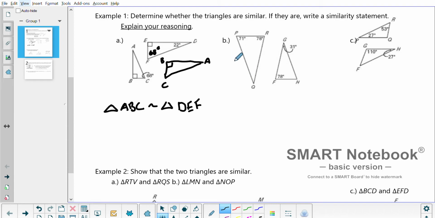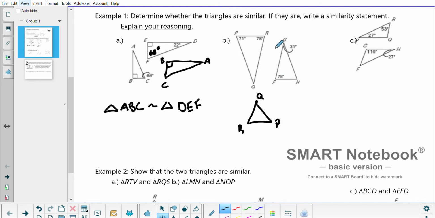So in problem B here, for corresponding sides, rotate PRQ so it faces the same way as FGH. So Q would now come to the top. If Q comes to the top, P would go to this right side, R would go to this left side over here. So we have PQR just rotated. P is still 71 degrees. R is still 78 degrees. So R corresponds with F, which would line up. H would line up with P.